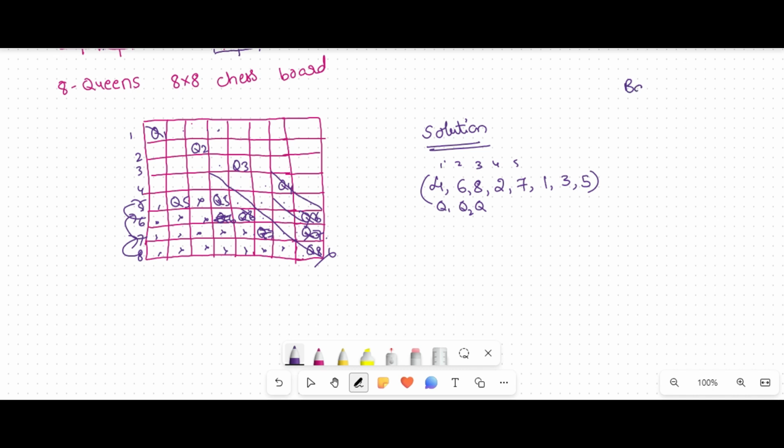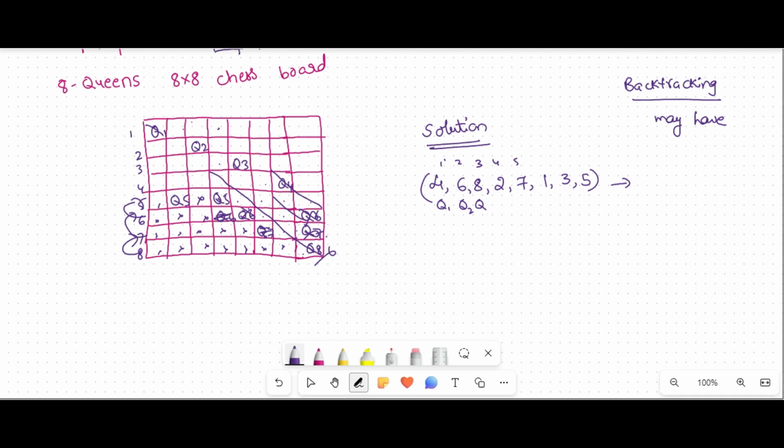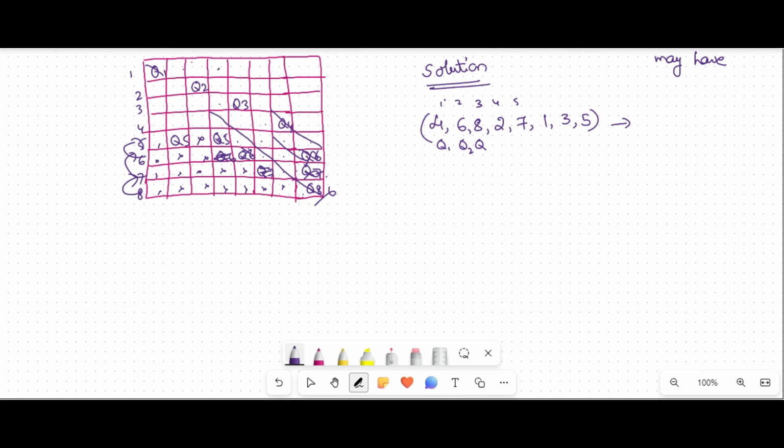You know, in the backtracking concept, we may have more than one solution. May have one solution. This is one of the solutions. That's it. Okay. So here, how can you check the same diagonal? So the one condition is there to check whether the queen is placed in the same diagonal. Okay.